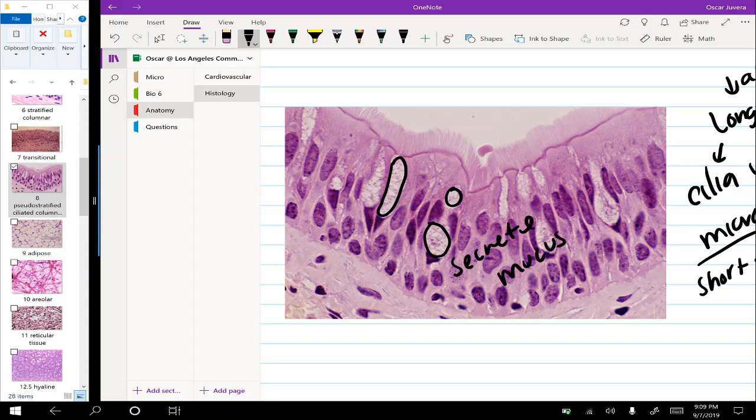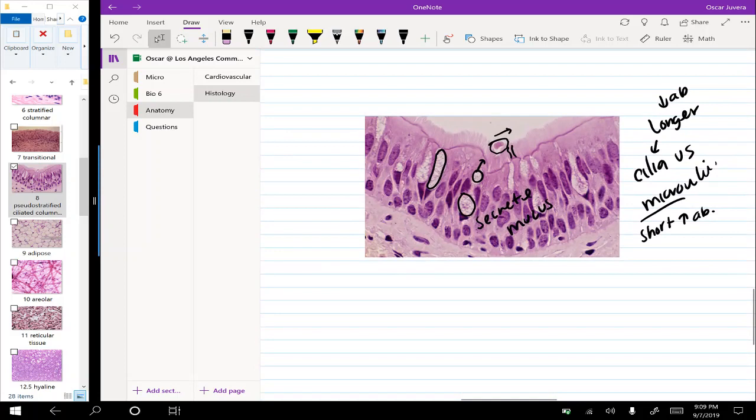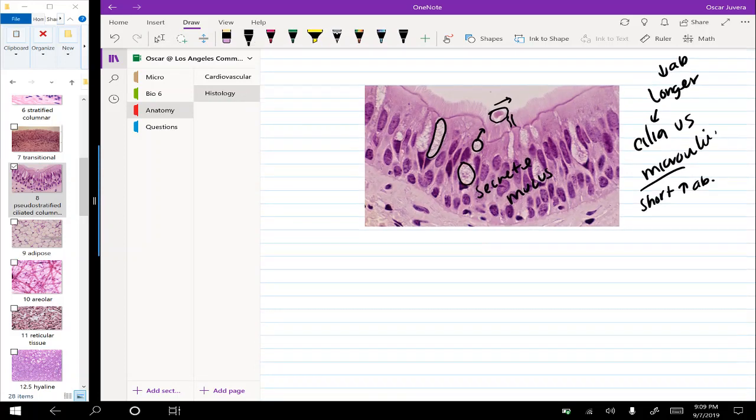Now, you want that mucus to be secreted out so you can trap this little guy, and then the cilia is going to move it. I hope that made sense. So again, they're found at the trachea.